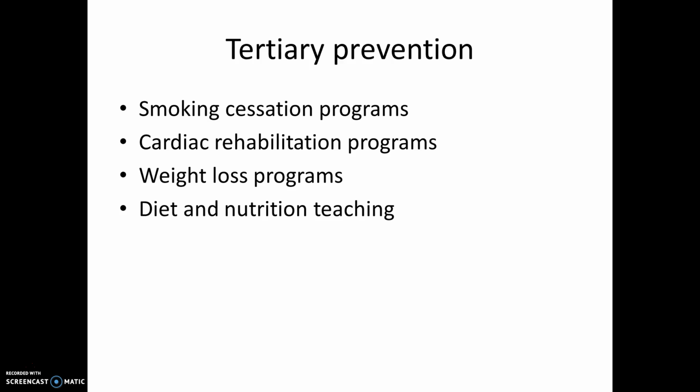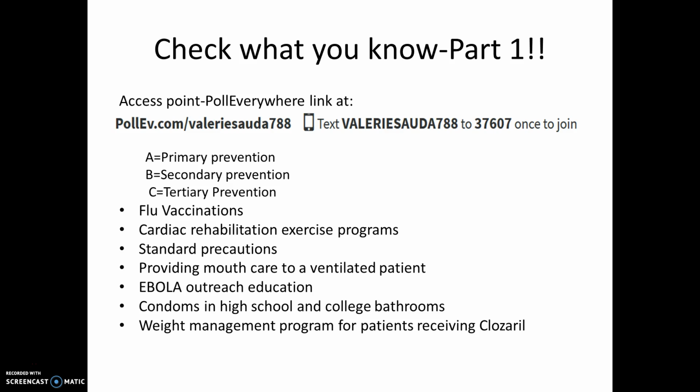So we'll spend a few moments just discussing any questions that you might have about those three levels, and we'll go forward and we'll do a little quiz. So, if you want to go to pollev.com and there's the extension, or you can use your cell phone and do Valsada 788 to the phone number 37607. Once you get on there, we'll be able to see the results. But we're going to take a little quiz.